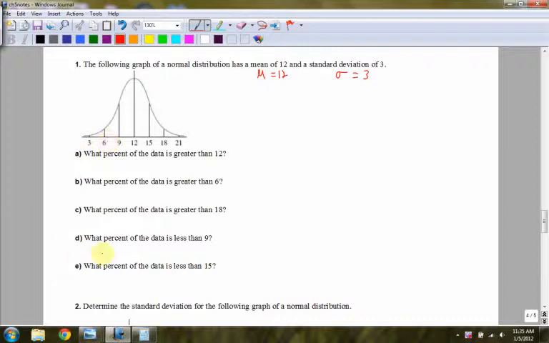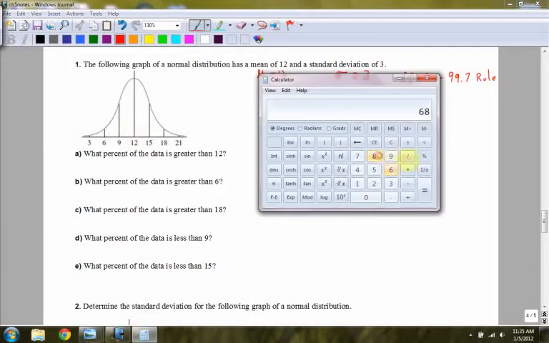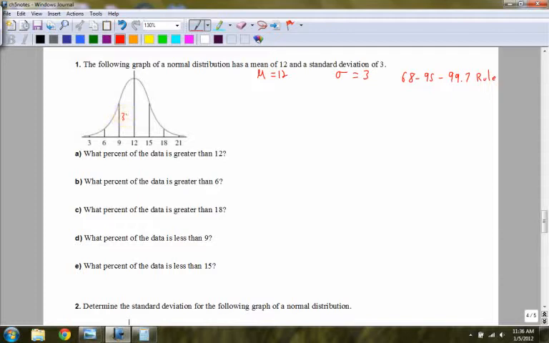Before I start answering any of these questions, I'm going to fill in my information on my graph based on the 68, the 95, and the 99.7 rule. And that rule states that within one standard deviation, 68% of my data is accounted for. So because I have two sections, I have to take 68 and divide it by 2. So 34% is here, and 34% is there.